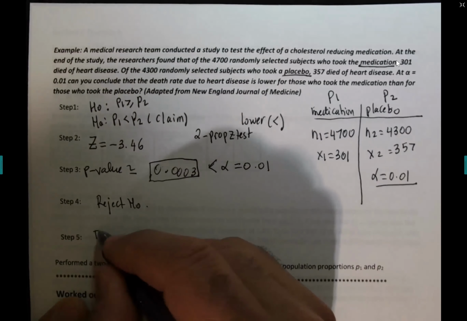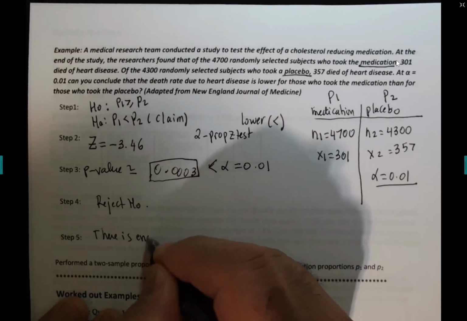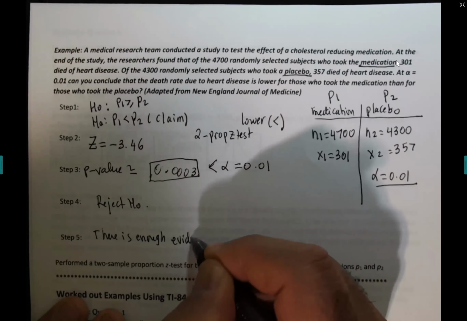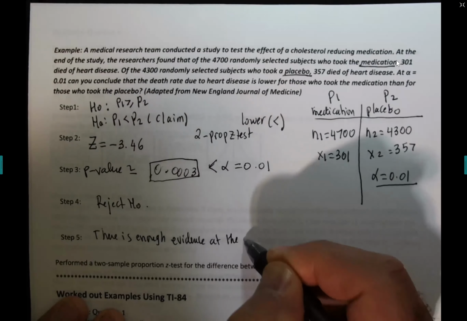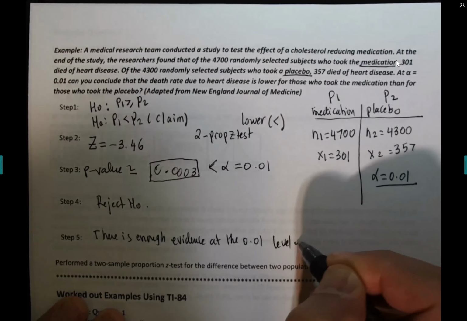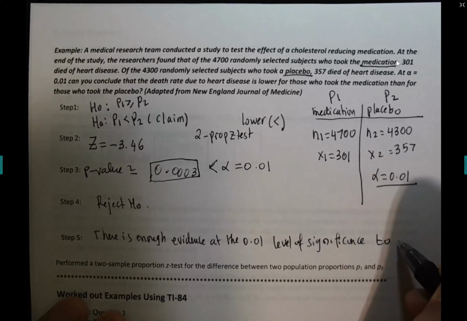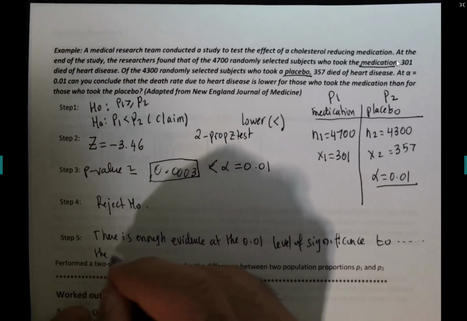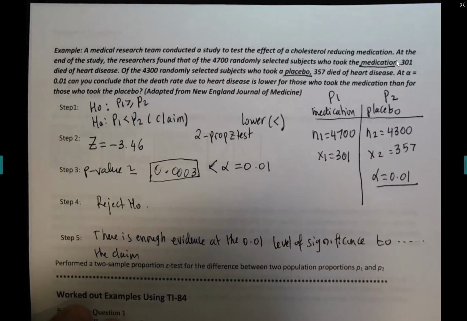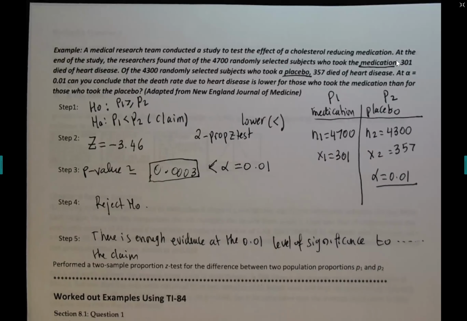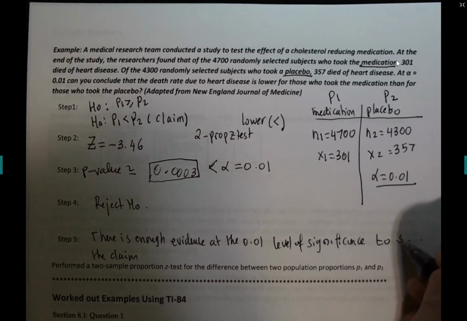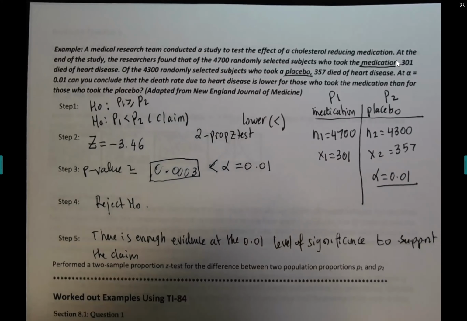And then there is enough evidence at the 0.01 level of significance to, what? The claim is in HA, guys. To support the claim. Yes, we can support the claim. Remember, when the claim is in HA and you reject H0, if H0 is false, HA is true. Remember that. So when you reject H0, you're speaking in favor of HA.